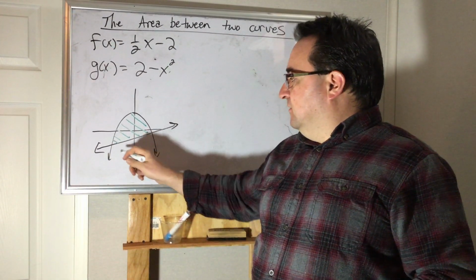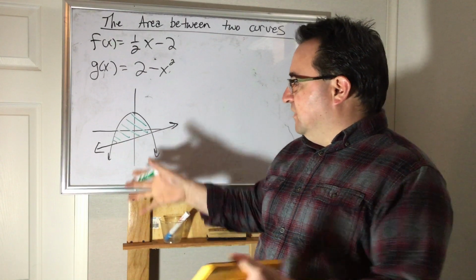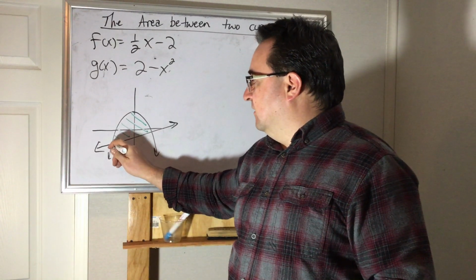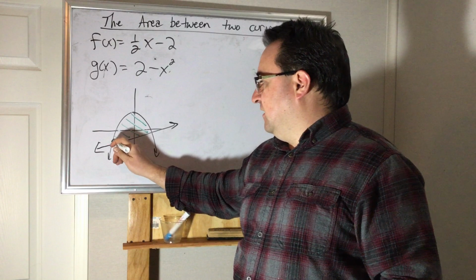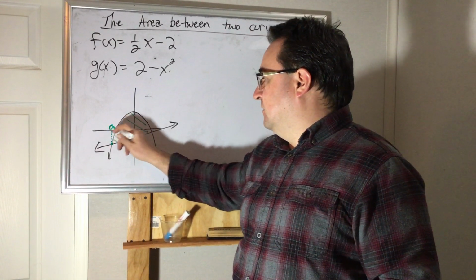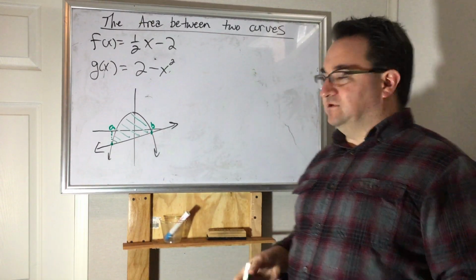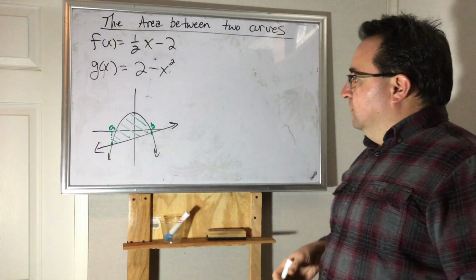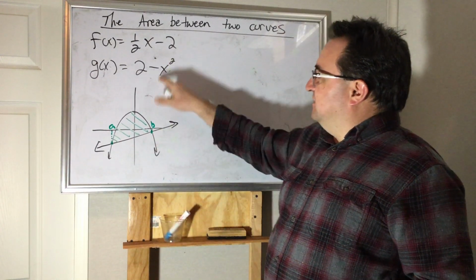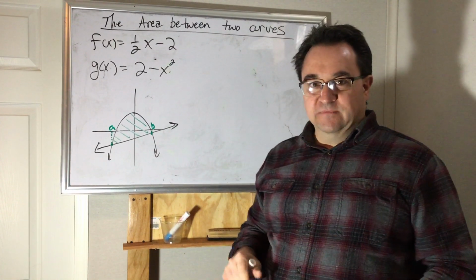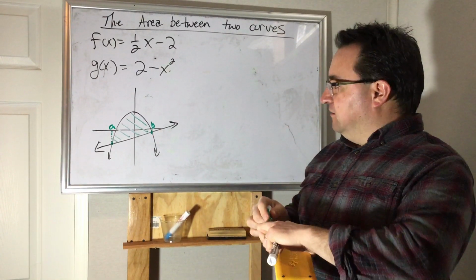Now this one, we're not told what A and B are. We have to find A and we have to find B. Those would be the points of intersection. So manually, we could do that by setting these equal to each other and solving. You're free to use a calculator.